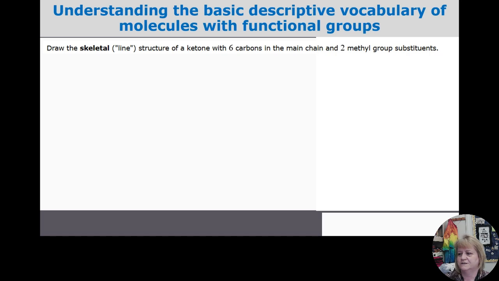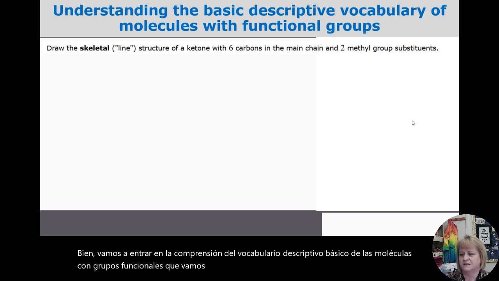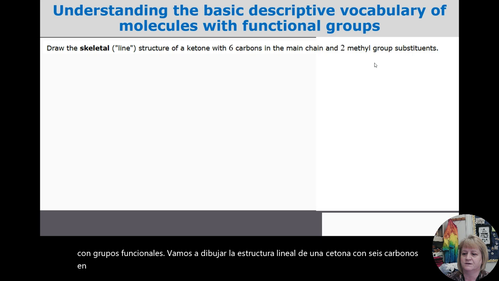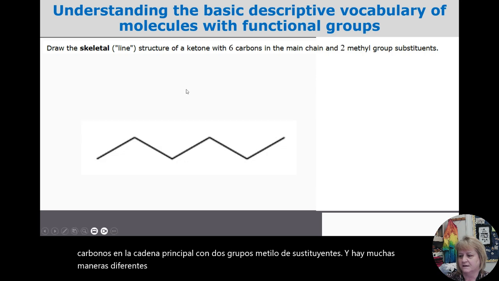Okay, we're going to go into understanding the basic descriptive vocabulary of molecules with functional groups. We're going to draw the line structure of a ketone with 6 carbons in the main chain with 2 methyl group substituents. And there's a lot of different ways you can do that. So we're going to start basic.